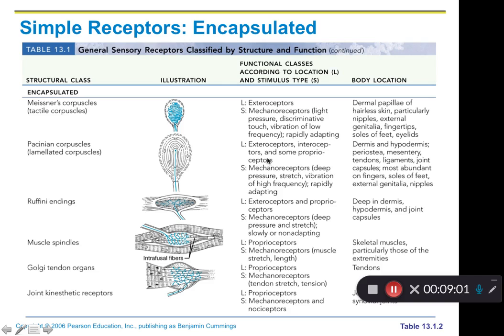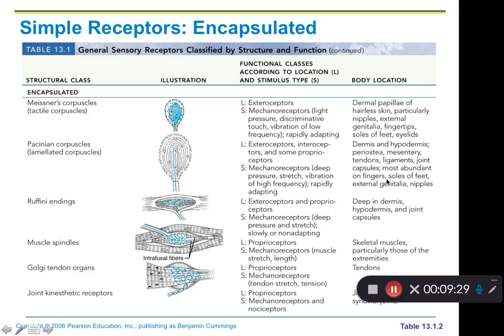So however, we can find this one in some tendons, ligaments, or the joint capsules. So this one can also work as proprioceptors.